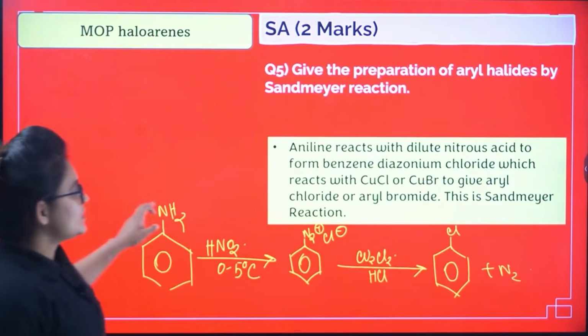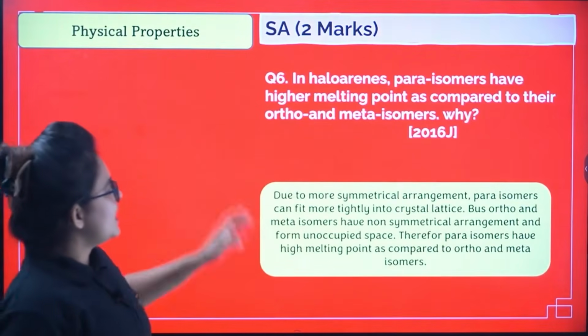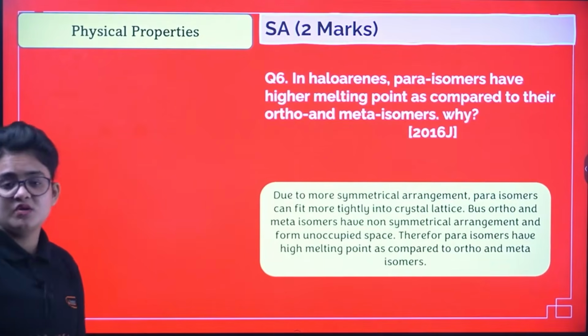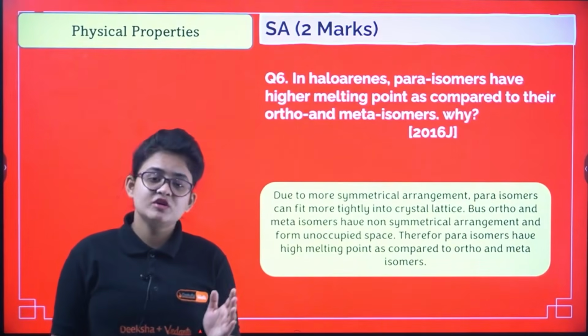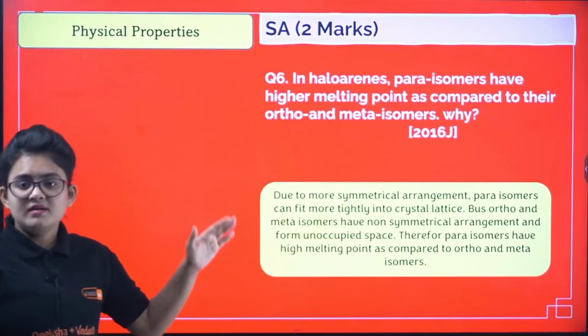In haloarenes, para isomers have a higher melting point compared to the ortho and meta isomers, just because of symmetry. Para compounds are more symmetrical than the ortho and meta, and that's the reason they have a higher melting point.